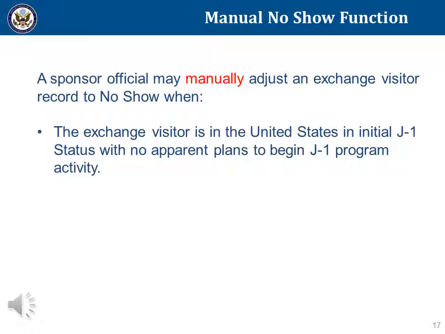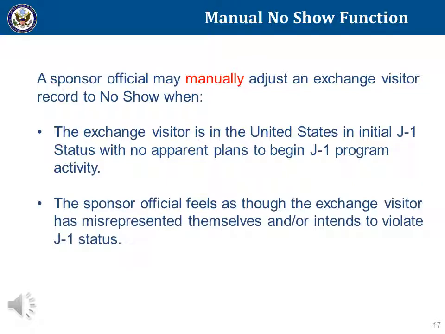A sponsor official may manually adjust an exchange visitor record to no-show in the following situation. When the exchange visitor is in the United States in initial J1 status with no apparent plans to begin J1 program activity, and the sponsor official feels as though the exchange visitor has misrepresented themselves and/or intends to violate J1 status.